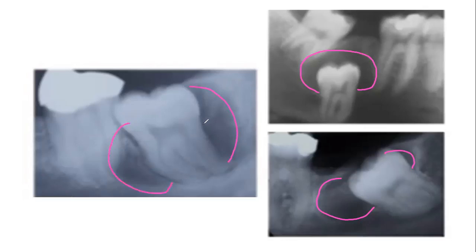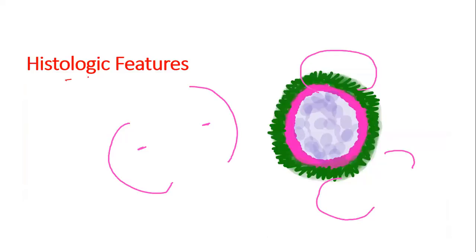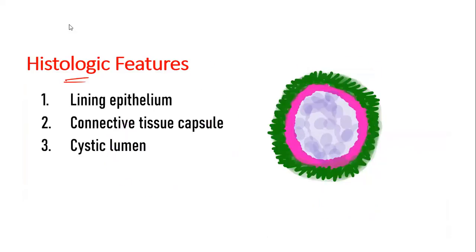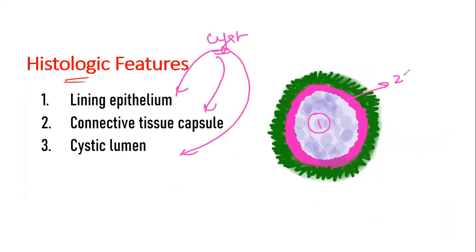And you cannot make out whether it is starting from the CEJ, right? Histologically, as I have already told you multiple times, you always study the cyst in 3 parts, which is the lumen, the lining epithelium, and the connective tissue capsule. Right? This is the lumen, this is the lining epithelium, and this is the connective tissue capsule. So every time you comment on these 3 features.